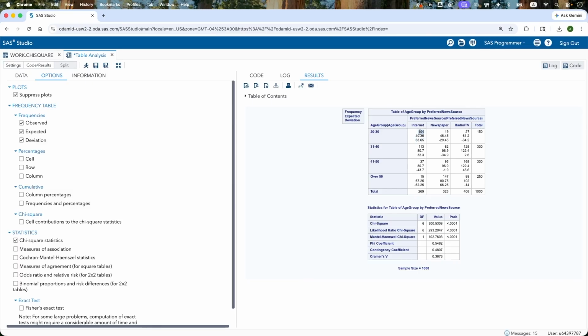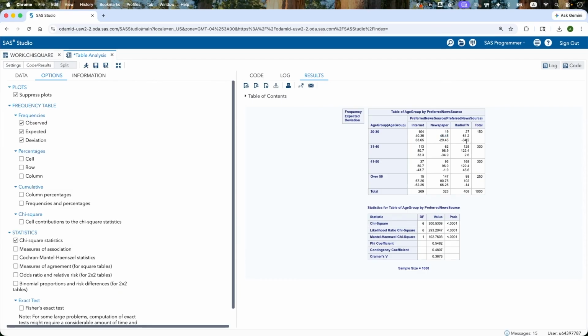This is 104, but we are expecting this to be 40. So the deviation is 63. This is 19. This is 48. So the deviation or the difference or this subtraction is negative 29 and so on, right? So this is what we are getting.